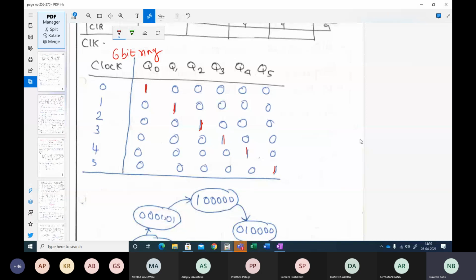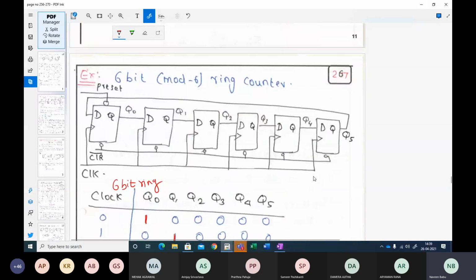But the disadvantage of a ring counter is that it uses a complex circuit. I mean, the cost will always be high because you are using a large number of flip-flops. And the logic of implementation of a mod 6 ring counter is simple. We will be using D flip-flops only because there is no toggling of states taking place here. So we are not going to use T flip-flop.